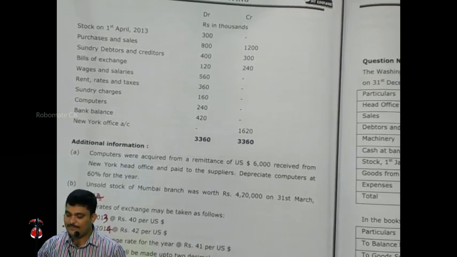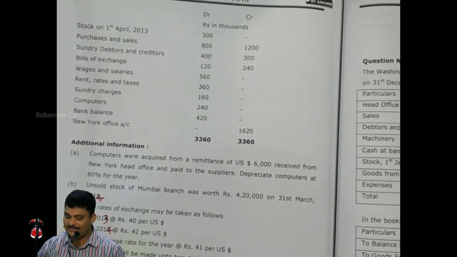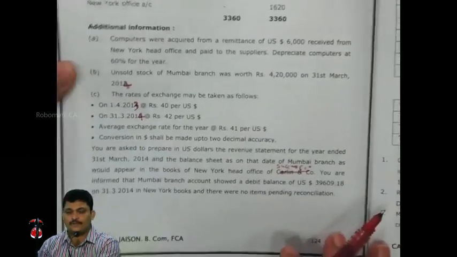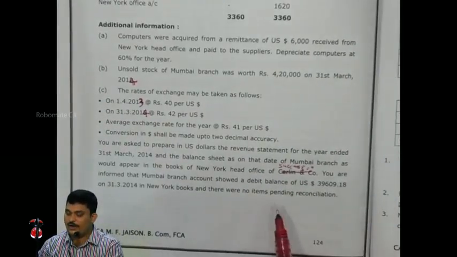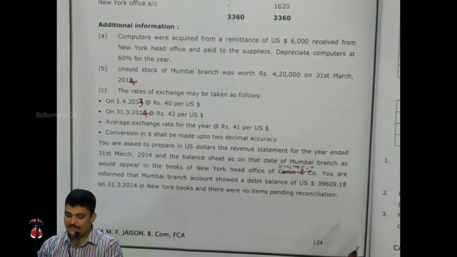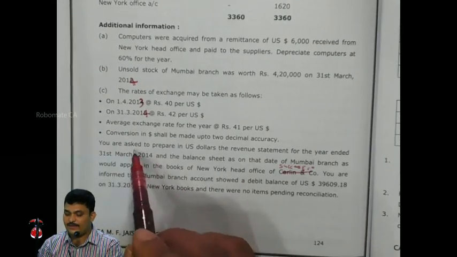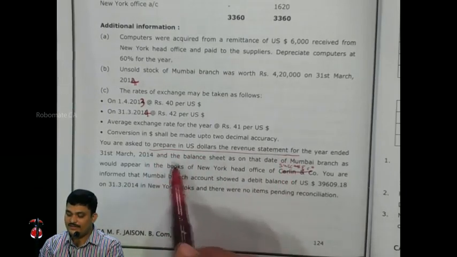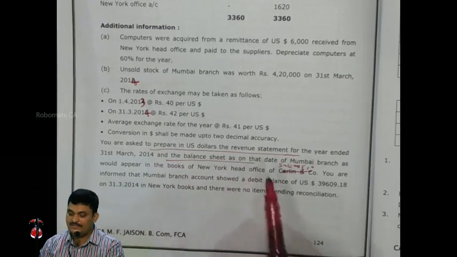You are informed that Mumbai branch account showed a debit balance of US dollar 39,609.18 on 31st March 2014 in New York books and there was no items pending reconciliation. So they have already made you the requirement. You have to prepare in US dollar the revenue statement and the balance sheet date.